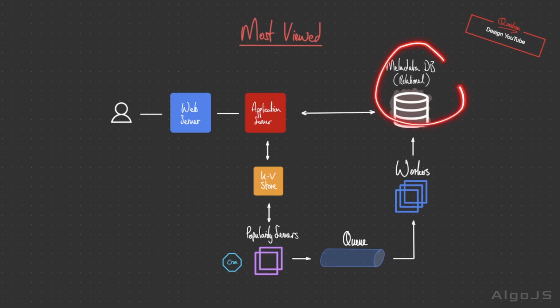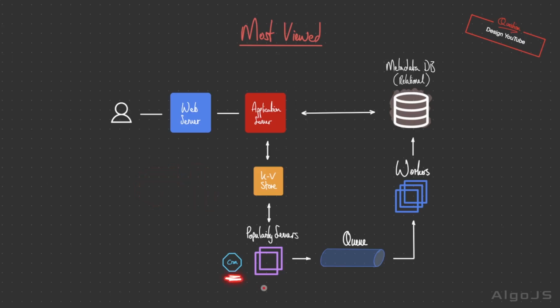So rather than overloading the metadata database with constant writes to the views field, so every time a user views a video, it's going to have to directly update the metadata, instead of doing this and potentially overloading the system with writes, we can use a distributed hash table or KV store that's going to store a mapping of video ID and count.